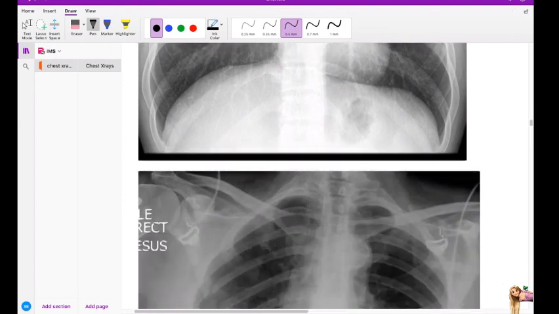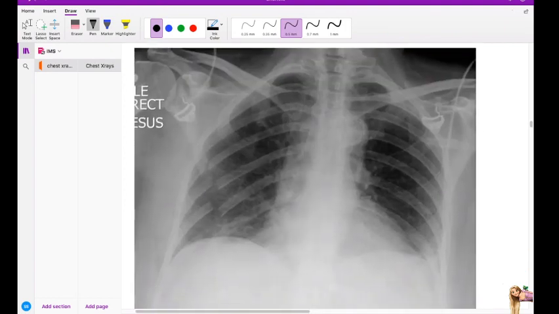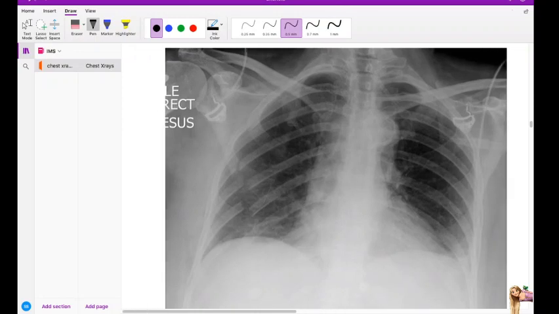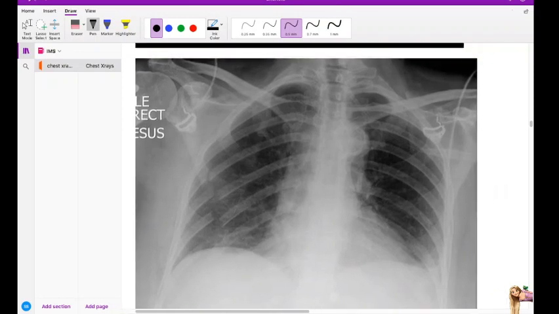Okay. Now, what is this? What do you guys see here? Yeah, but where? Where, right? Yes. Is there a term for this kind of fracture? Yeah, it's called flail chest.